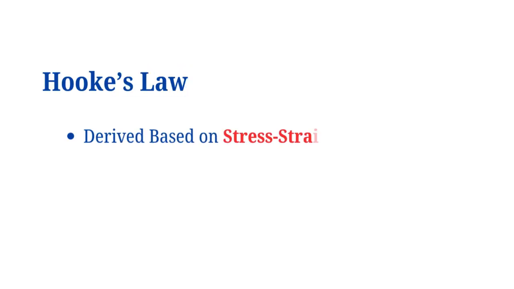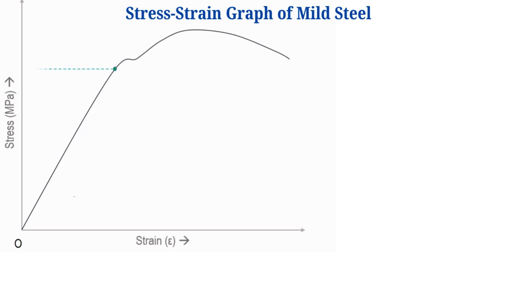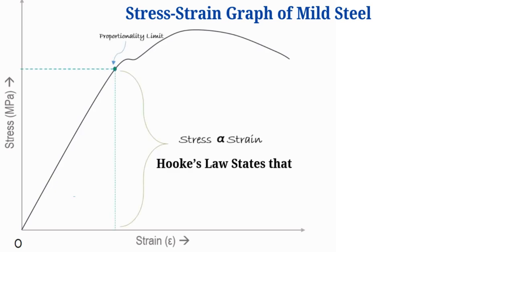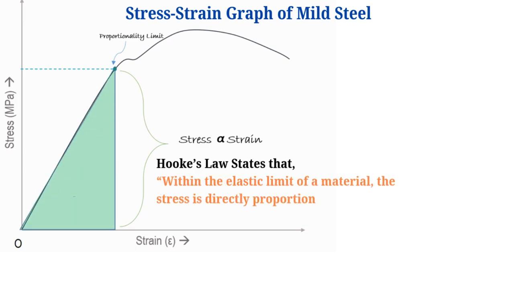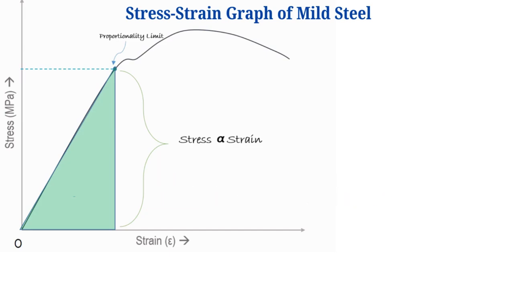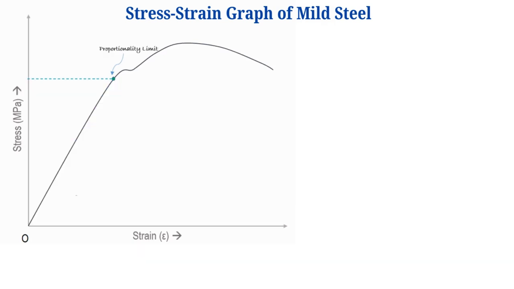Hooke's law is applied based on the stress-strain graph for the material. Take mild steel, for example. If you plot its stress-strain curve, you'll notice that up to a certain point, stress is directly proportional to strain. This is what Hooke's law tells us. For small deformations, stress and strain are proportional up to the proportional limit. In this region, if you remove the load, the material will return to its original shape. This is the only region where Hooke's law applies.